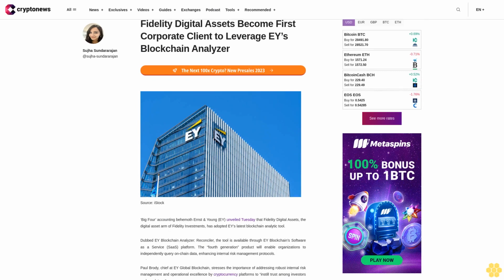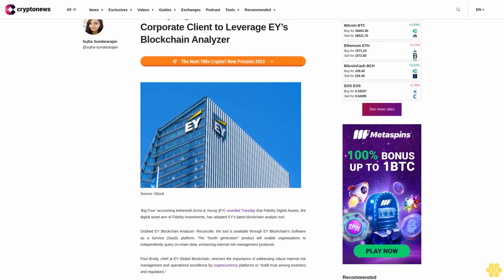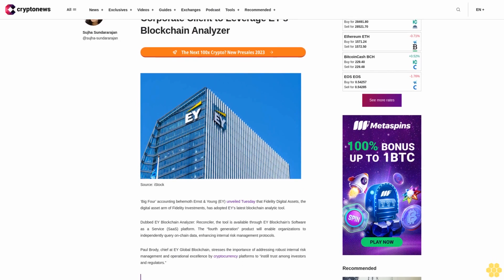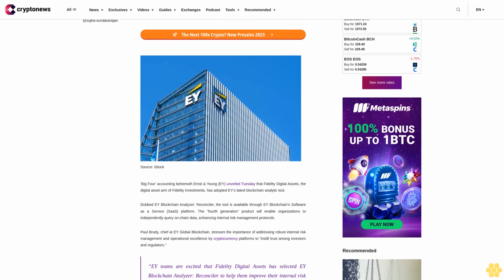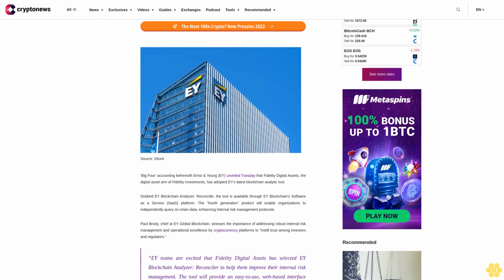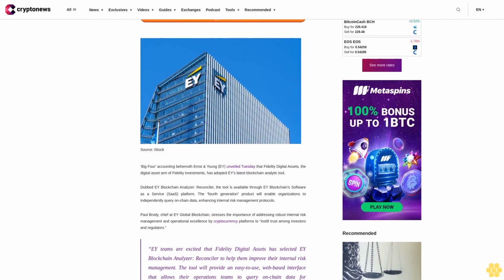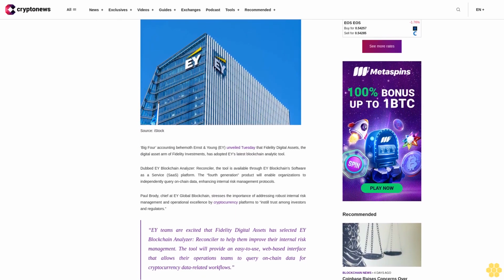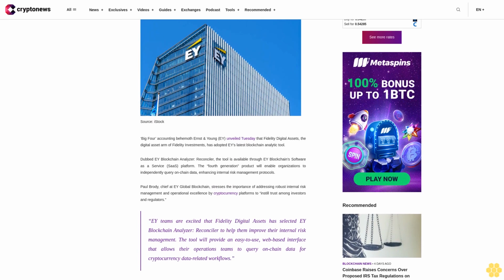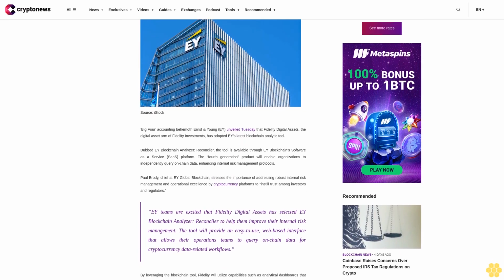Fidelity Digital Assets becomes first corporate client to leverage EY's blockchain analyzer. Big Four accounting behemoth Ernst and Young (EY) unveiled Tuesday that Fidelity Digital Assets, the digital asset arm of Fidelity Investments, has adopted EY's latest blockchain analytic tool. Dubbed EY Blockchain Analyzer: Reconciler, the tool is available through EY Blockchain Software as a Service (SaaS) platform.